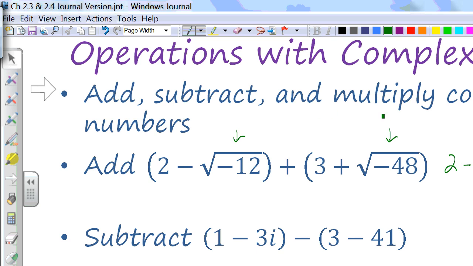All right, well, notice they both have root 3, so I can now put those all together. So I have 2 plus 3. 2 plus 3 is 5. And I have minus 2 plus 4, so that just gives me plus 2 root 3 i's.